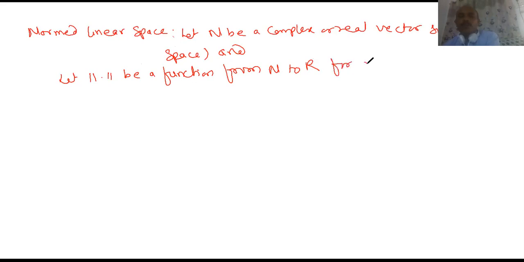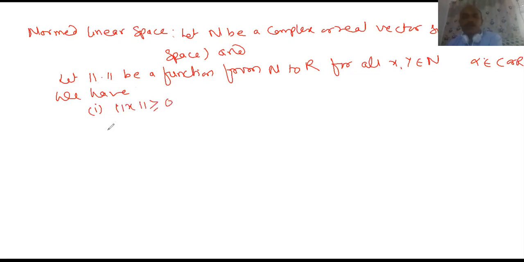and for all x, y belongs to N and alpha belongs to C or R, we have the first condition: norm x is greater than or equal to 0. Second one: norm x is equal to 0 if and only if x is equal to 0. Third condition: norm of x plus y is less than or equal to norm x plus norm y.